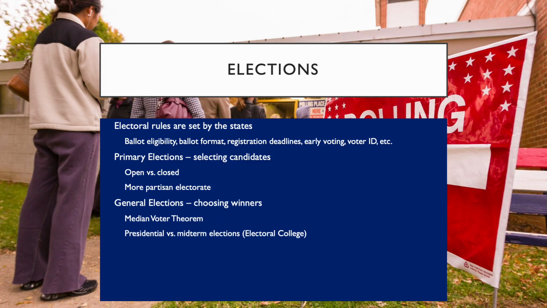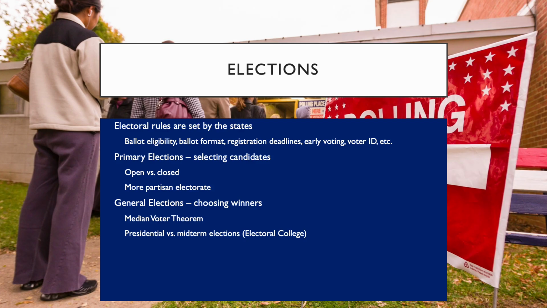General elections are when we choose the actual winners, the president, the senator, etc. These are governed by the idea of the median voter theorem. The idea behind the median voter theorem is that generally the candidate whose issue positions are closest to the median voter in the electorate is going to win. Now, this is assuming that the distribution of ideology in the electorate is normally distributed, so that most people are within 2 standard deviations of the median voter. If that's not true, it can create all sorts of issues.